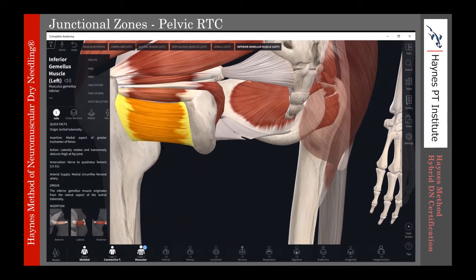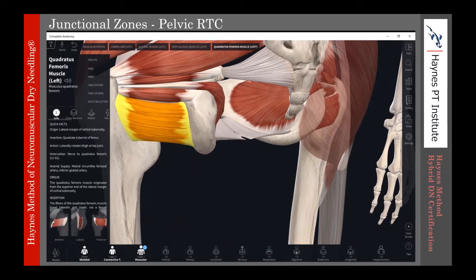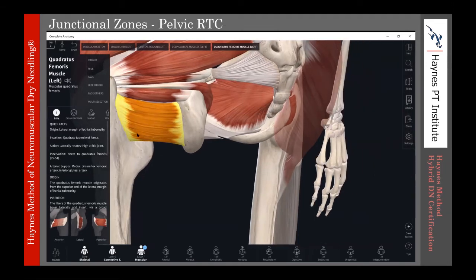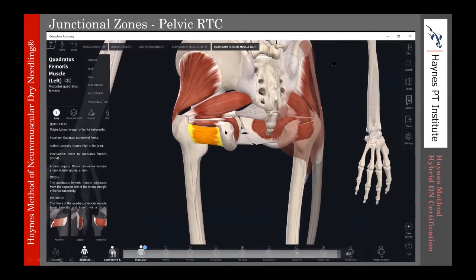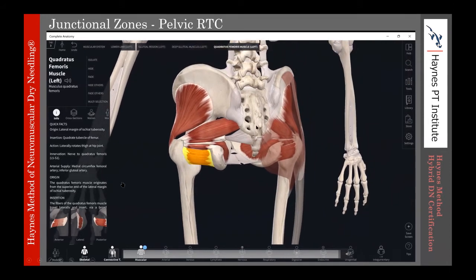And then lastly, down on the quadratus femoris, its origin is the lateral margin of the ischial tuberosity and it inserts in the quadrate tubercle of the femur. Its action is lateral rotation of the thigh at the hip joint. And so those are the muscles of the pelvic rotator cuff. Next up, we'll take a look at the shoulder and then the upper arm.